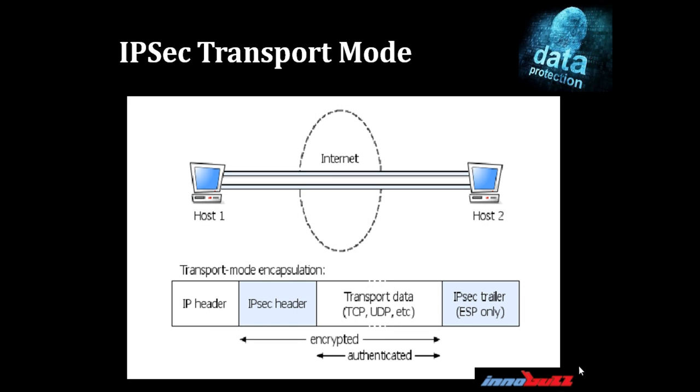This figure illustrates the details of transport mode of IPsec. As we can see, the encapsulation includes the following: first, IP header, secondly IPsec header, the third is transport data, and the fourth is IPsec trailer. IP header deals with the routing details of the packet, while IPsec header contains the authentication header, which provides integrity authentication services to IPsec capable devices, so they can verify that messages are received intact from other devices.